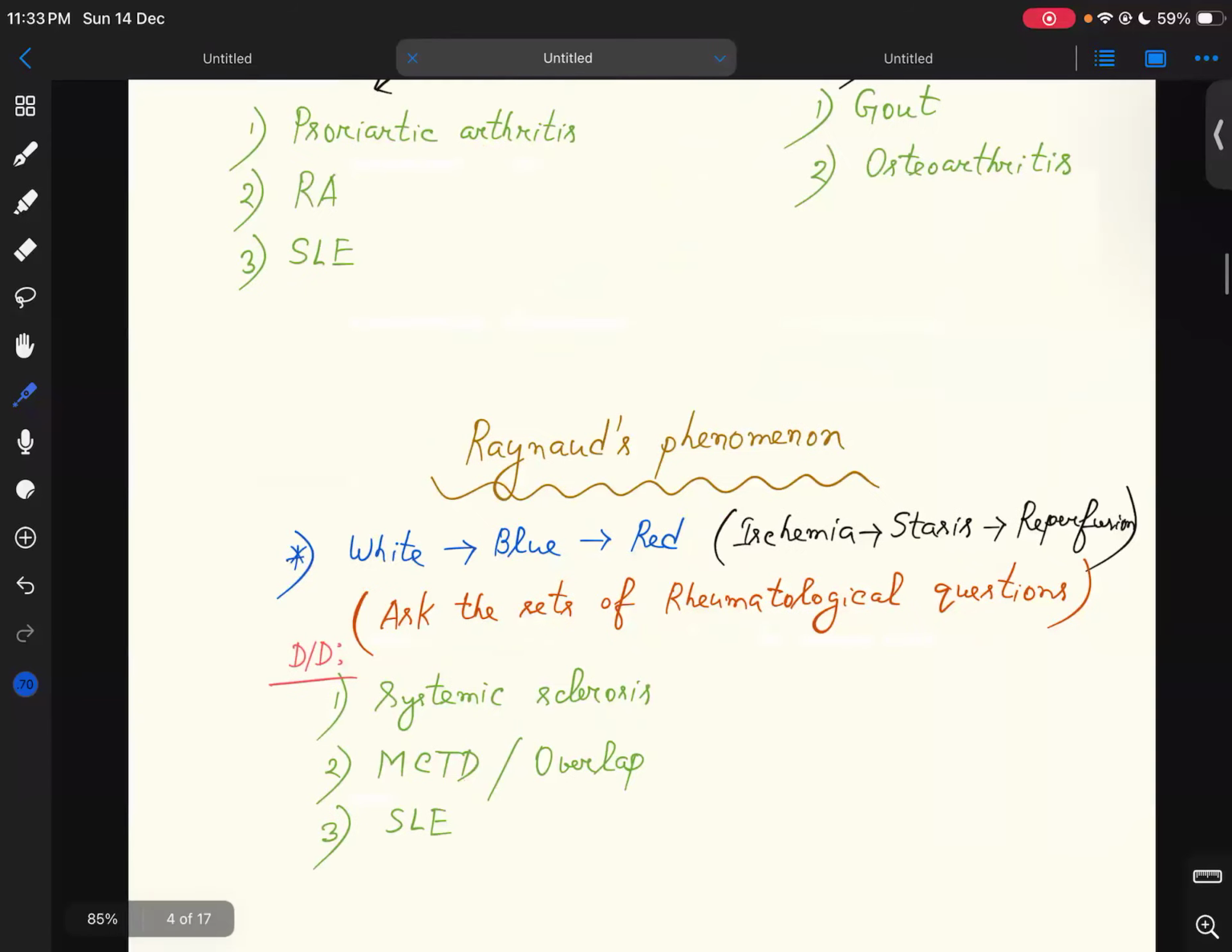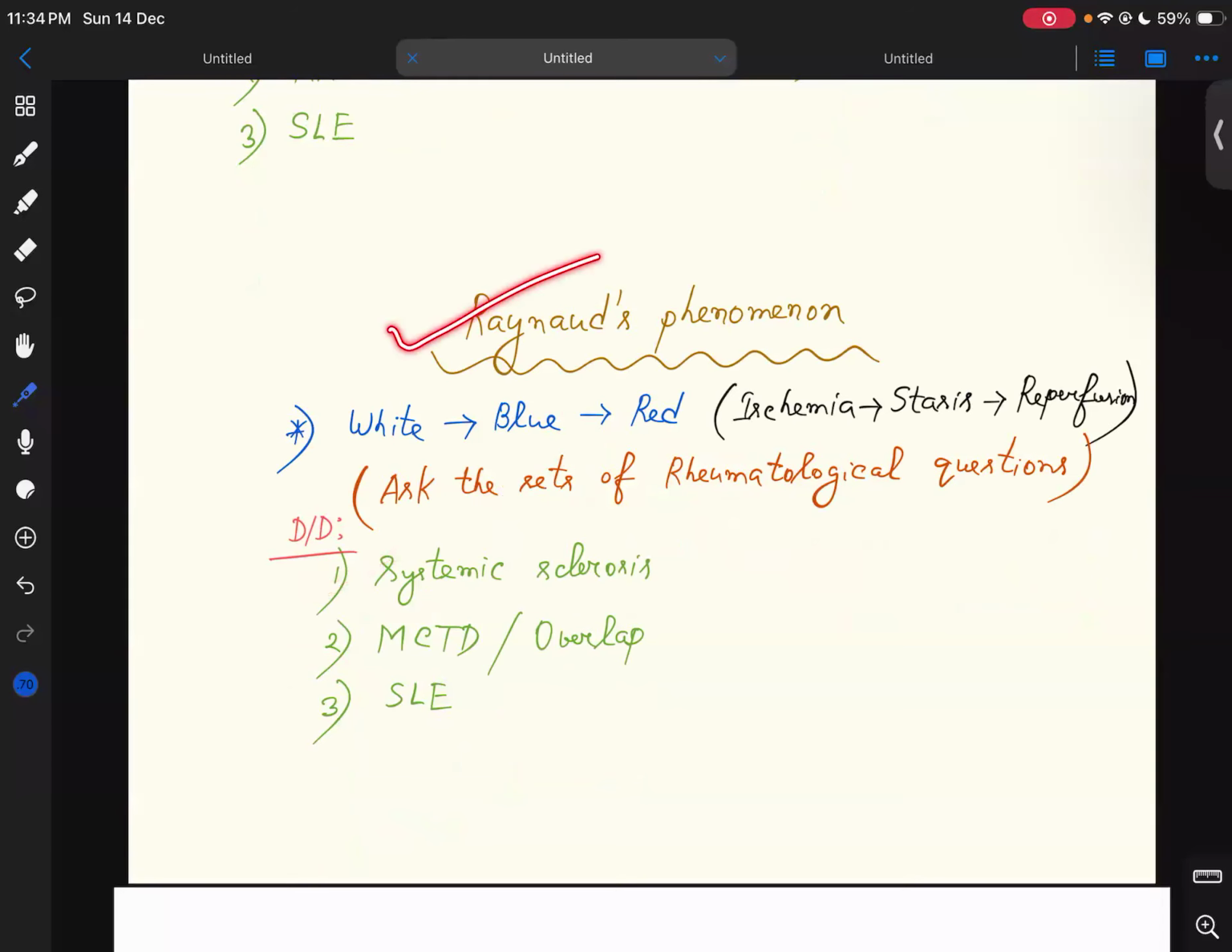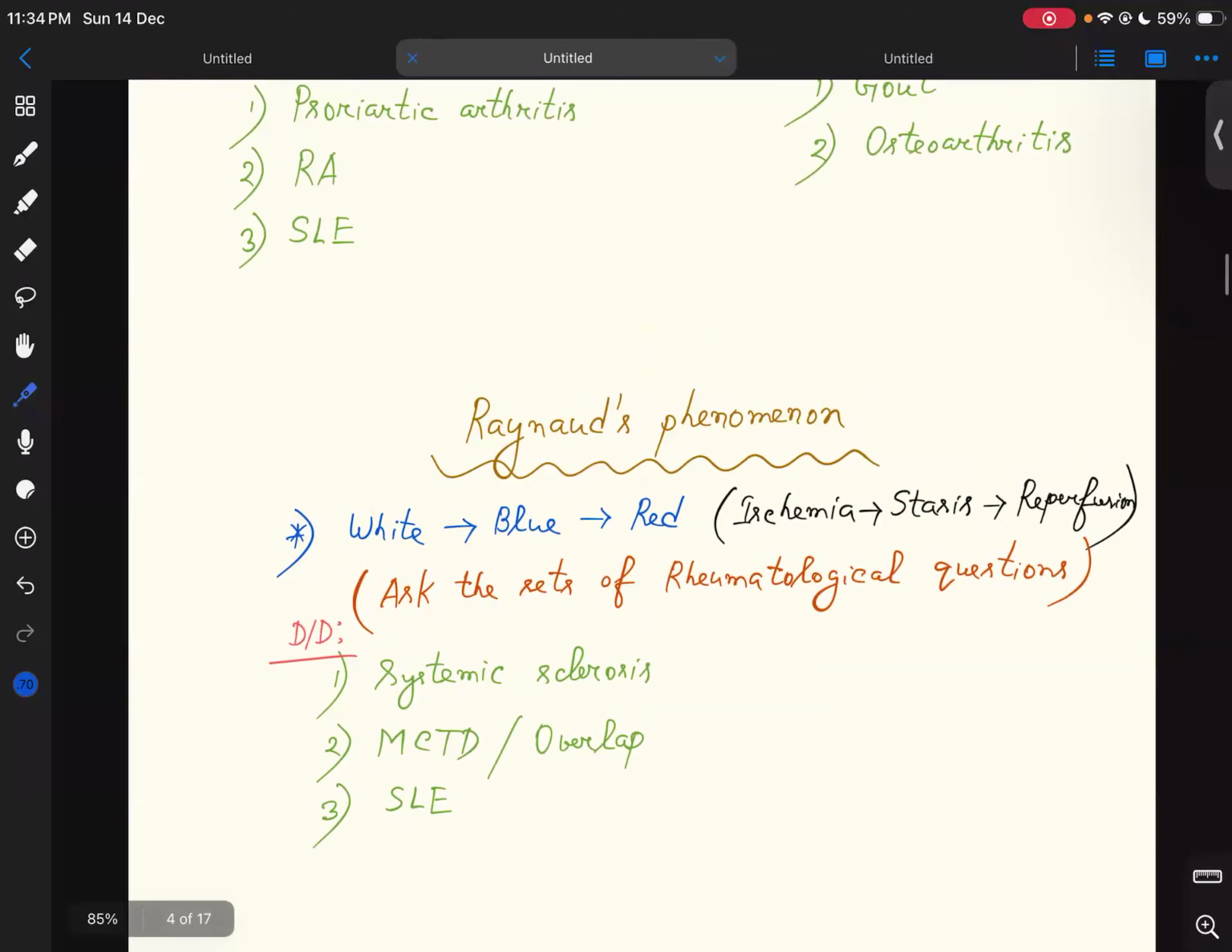So what are the most common differential diagnoses for the PACES exam for Raynaud's phenomenon? The most common are systemic sclerosis, then mixed connective tissue disease or overlap. Then SLE is third common. But most of the time you will find the diagnosis is systemic sclerosis. And the prompt is hand pain. After entering the station, you will find that the hand pain will be due to the change in the color of the hand after exposure to the cold. So this is for Raynaud's phenomenon.